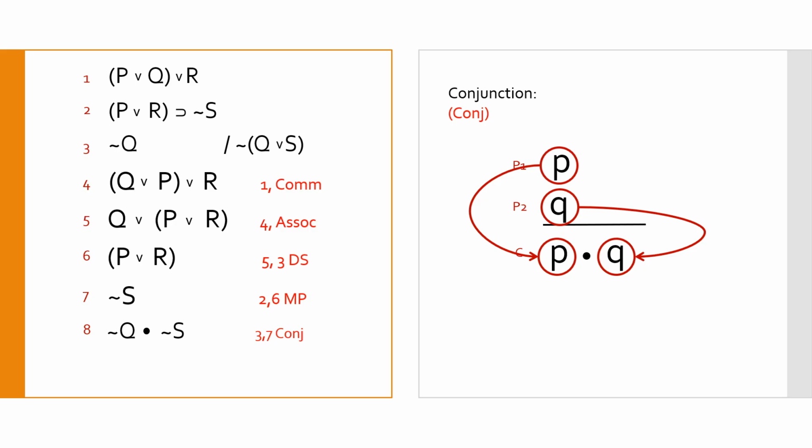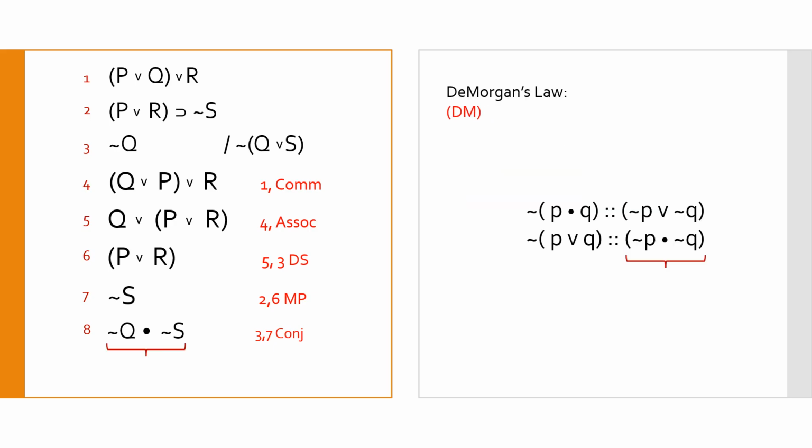And at this point, we have the statement not Q and not S. And we can get that by simply taking line 7 and line 3 and putting them together using the rule of conjunction. If I have two separate propositions, I can always stick them together into an AND claim without changing the truth value there.